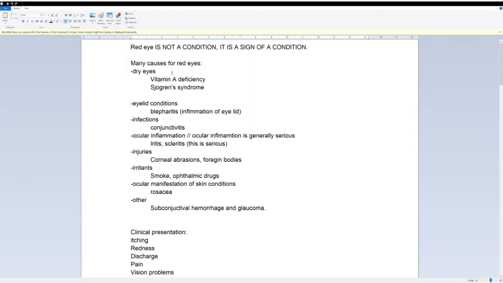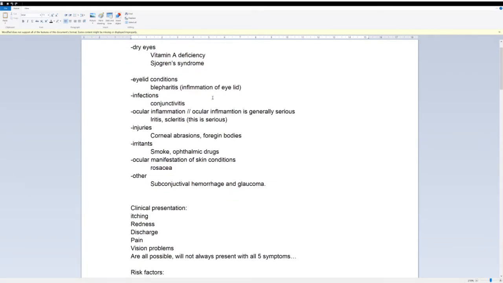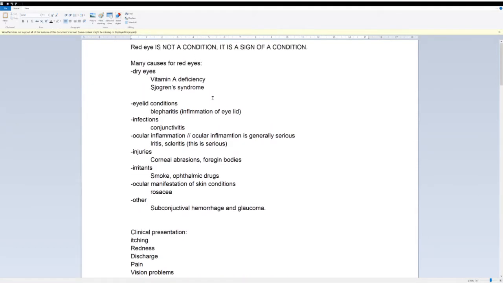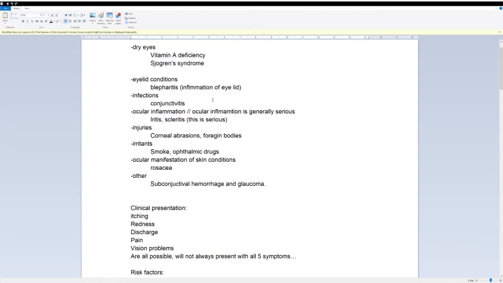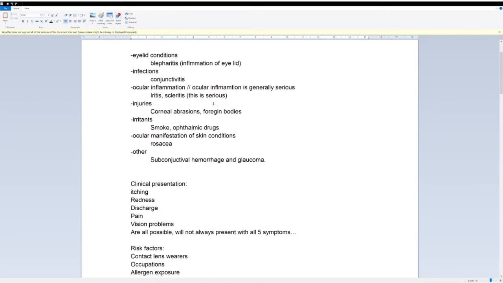So let's get started. There are many causes for red eyes. Vitamin A deficiency can be one of the reasons, and an autoimmune disease called Sjogren's syndrome could also be a reason why one could have red eyes. Blepharitis is inflammation of the eyelid. It's also known as stye. That can also cause red eye. And infection such as conjunctivitis. There's bacterial, and there's viral, and there's allergic conjunctivitis. That could be the reason why you could have red eye.